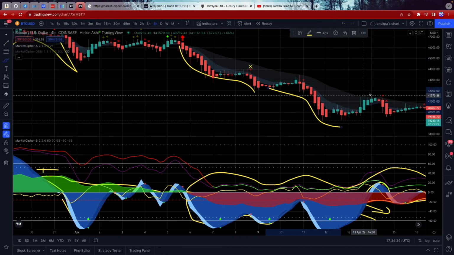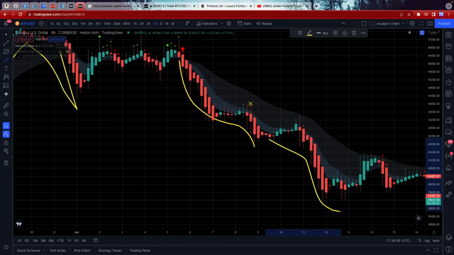Market Cipher is simple, easy to understand, easy to use, and I'm here to serve everybody's interest, to help make Market Cipher simpler for you guys to trade. So this is basically one of the simple entry strategies I use.